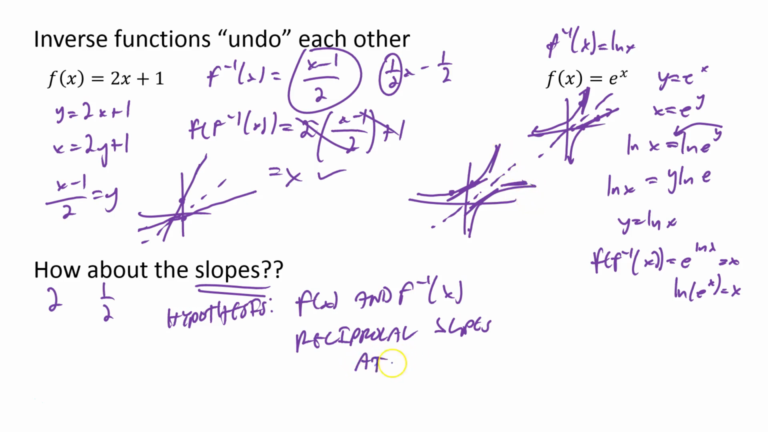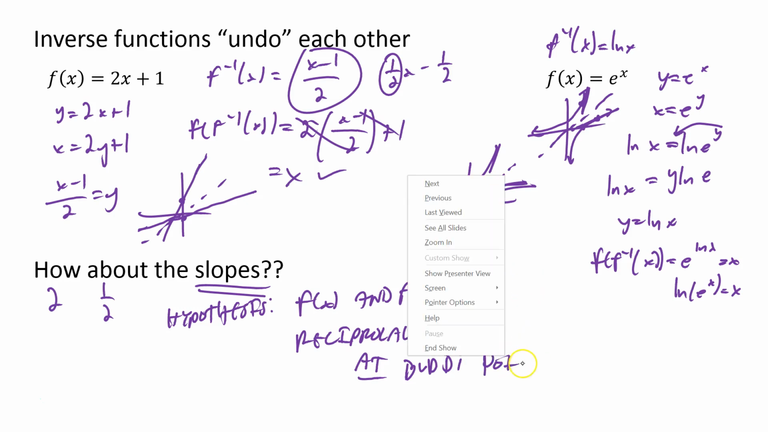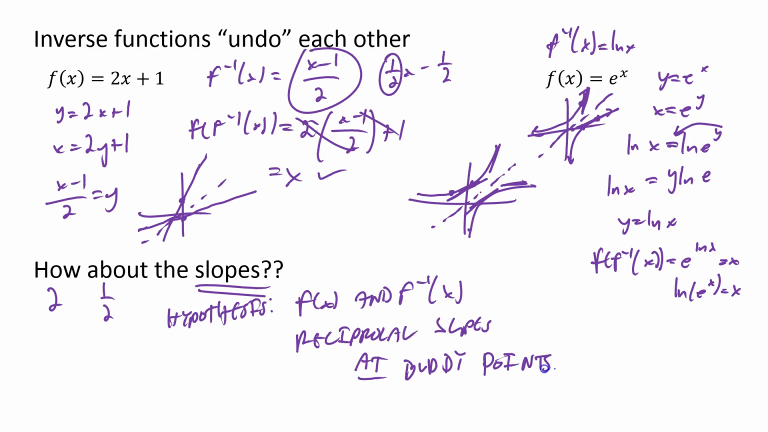So it's only at buddy points. Okay, so that is kind of what we're thinking about, that the slopes might somehow be reciprocals of each other.